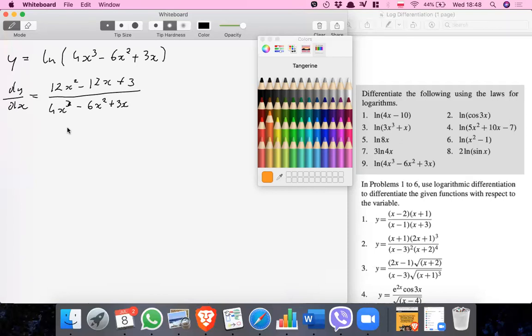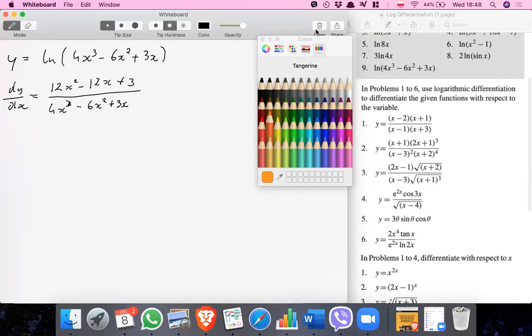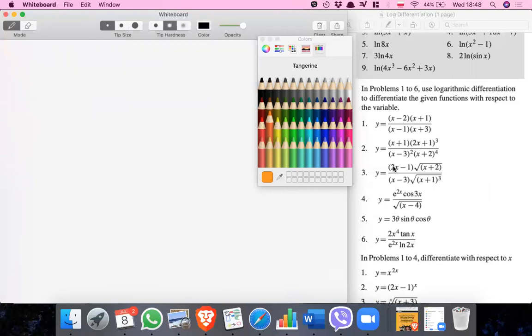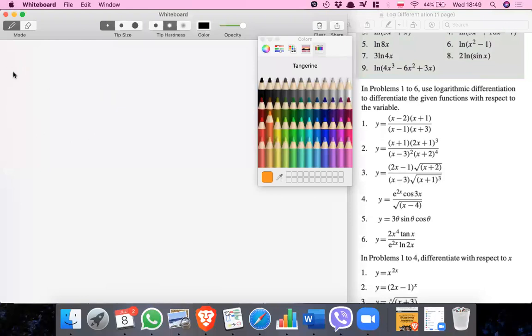Okay, so the whole idea for the first part of this exercise was to gently introduce us to the second one. So we're going to do the 6 problems from this exercise over here. So let me just clear this. In problems 1 to 6, we're going to use logarithmic differentiation to differentiate the given functions with respect to the variable. And in this case, it's very straightforward because the variable is x in all examples, except for function number 5, where we have 3 theta sine theta cos theta.